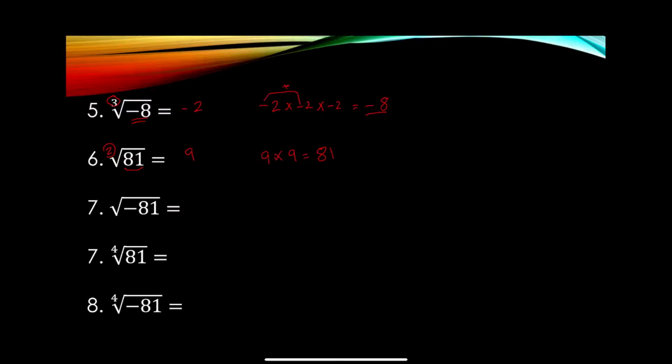Example number 7. What is the square root of negative 81? Now ask yourself, what's the number if we multiply by itself 2 times will give us negative 81? There's no way to be 9, because 9 times 9 is 81. What about negative 9? Negative 9 times negative 9, negative times negative is positive, and the answer is 81 again. So again here, the answer is undefined.